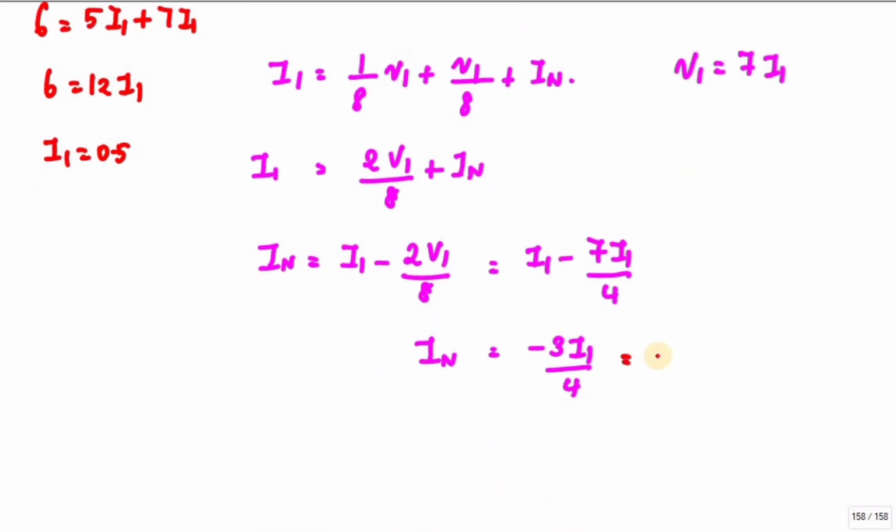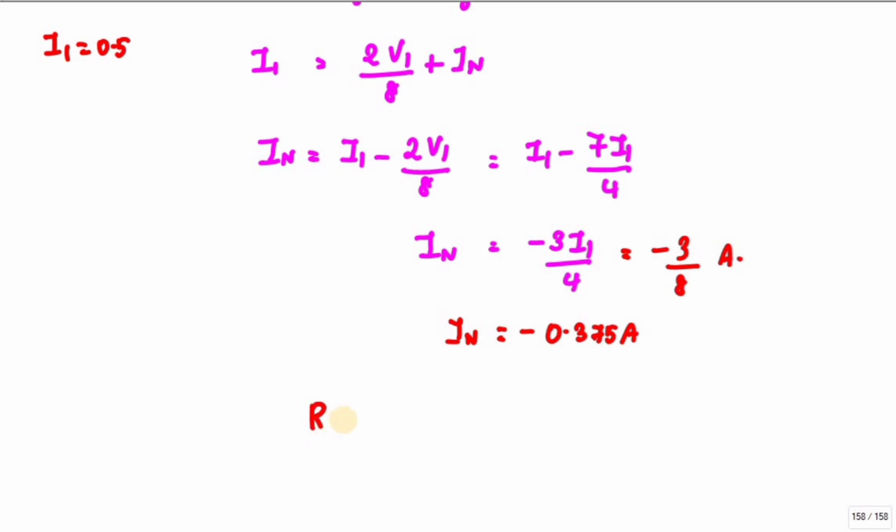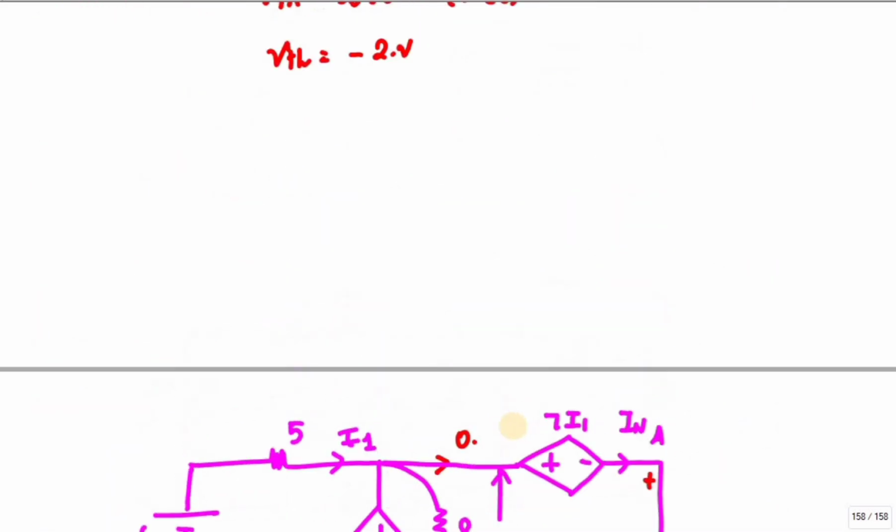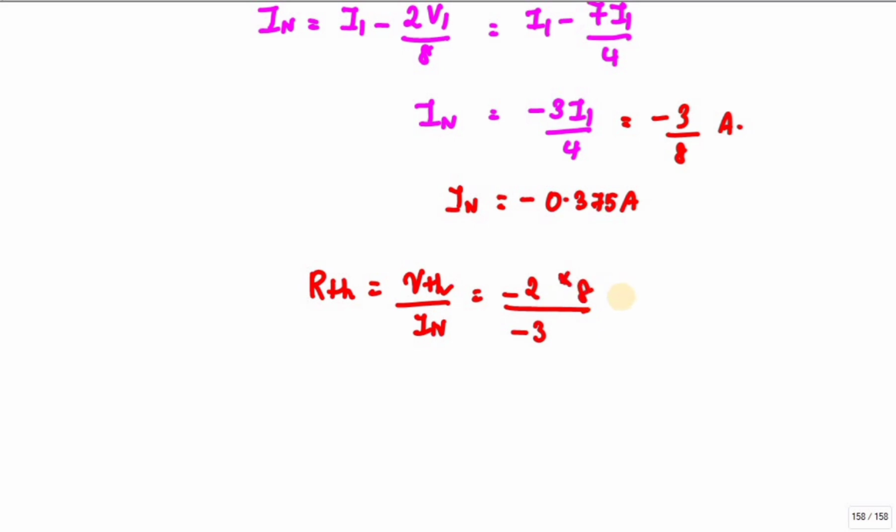Now we substitute in this equation. Minus 3 into 0.5 divided by 4, that is nothing but minus 3 divided by 8. That is measured in terms of amps. So that is equal to minus 0.375. So now to find the value of Thevenin's resistance, RTH is equal to VTH divided by IN. What is VTH? VTH is minus 2 and IN is minus 3 divided by 8. So we get the answer 16 divided by 3, that is nothing but 5.33 ohm.